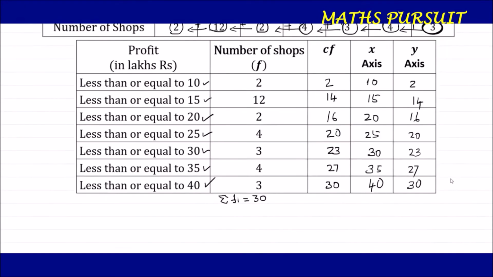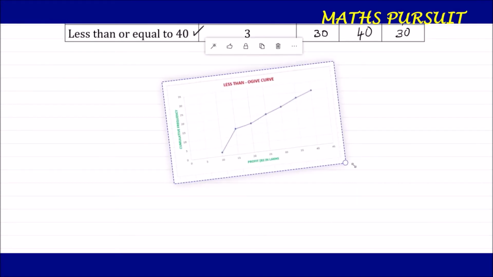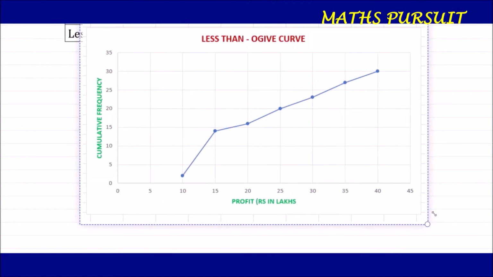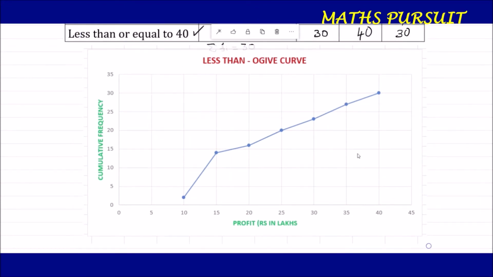So guys, let us look here on the screen. The less than ogive curve graph will look like this. Now, what happened to the more than ogive curve graph? The more than ogive curve graph came from top to the bottom, but the less than ogive curve graph will move from the bottom to the top.